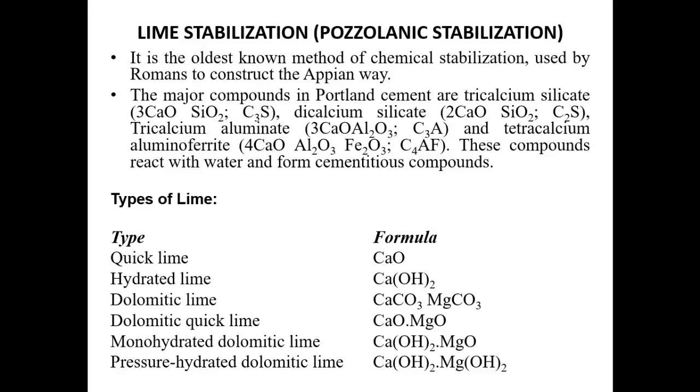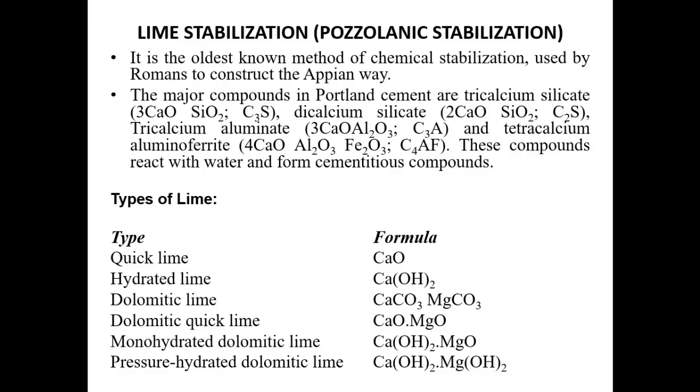Now let us discuss lime stabilization. It is the oldest and commonly used chemical stabilization for clayey soils. The major compounds in Portland cement are calcium silicates, calcium aluminate and calcium aluminoferrite, which react with water to form cementitious compounds. Most of the soils contain silica and aluminosilicates, which facilitate the formation of cementitious compounds when lime is added.